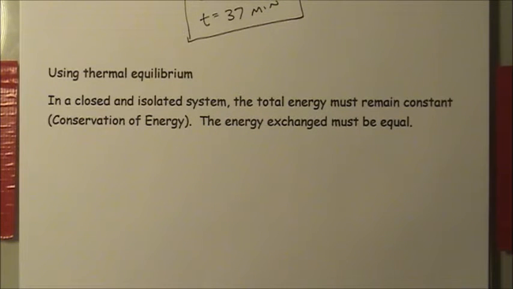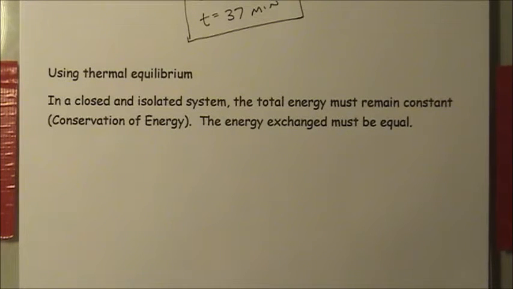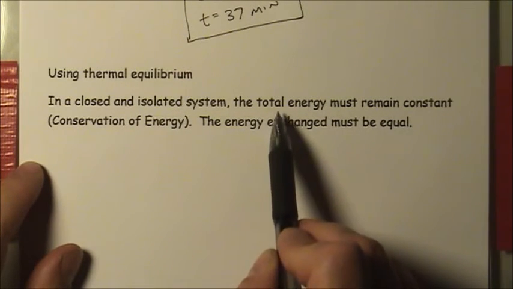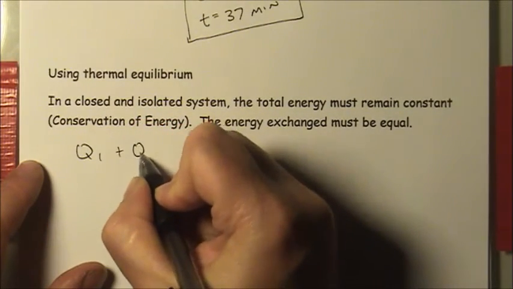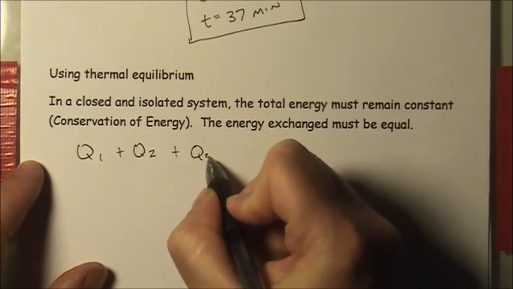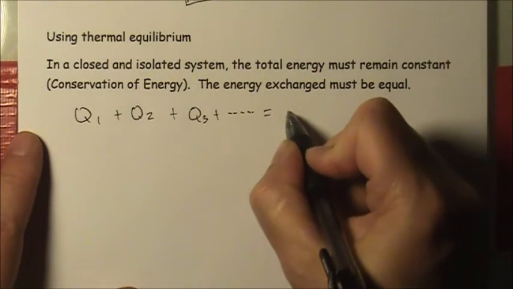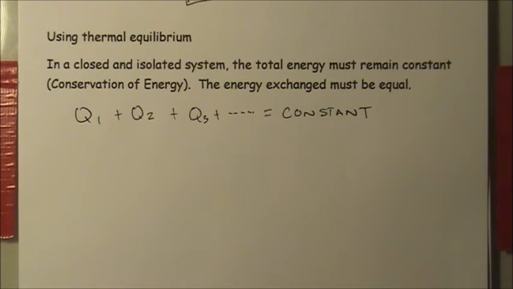This is really an extension of the idea of conservation of energy in a closed system, meaning no mass is allowed to come in, and isolated, meaning no energy or forces are acting from the outside. The total energy in a system must remain constant, because otherwise that would violate conservation of energy. So in a closed and isolated system, the total energy must remain constant. That would look something like this: if I added Q1 for substance 1 to Q2 to Q3 plus whatever other number of objects are in this system, that would have to be equal to a constant.